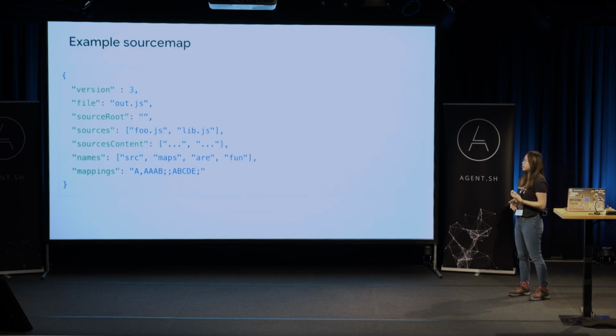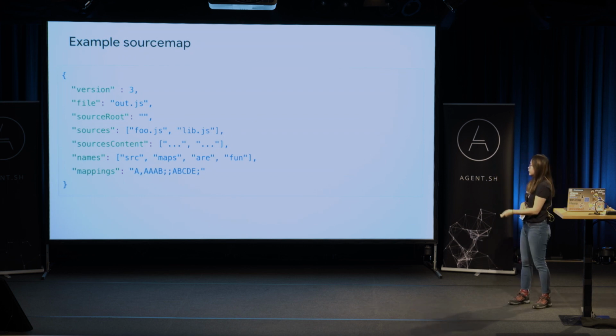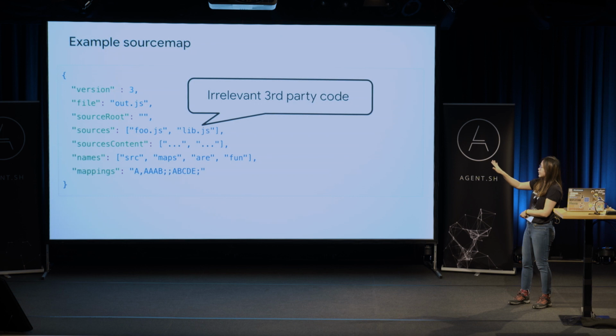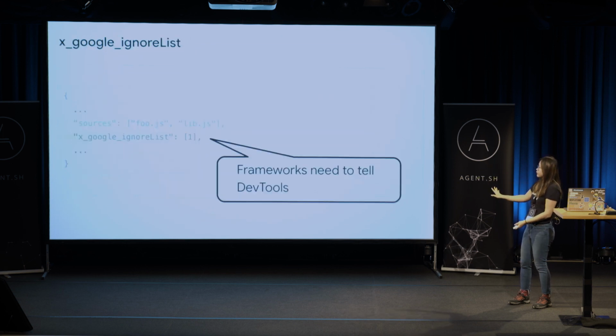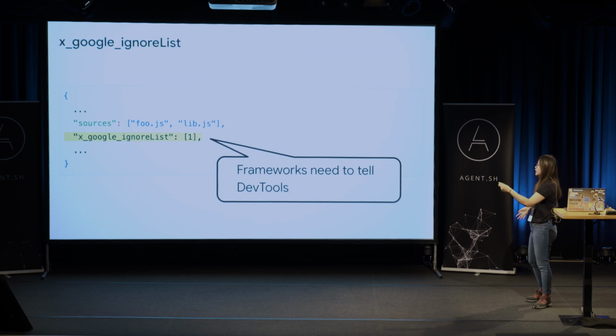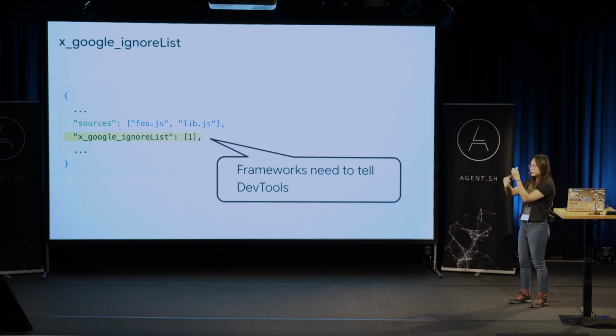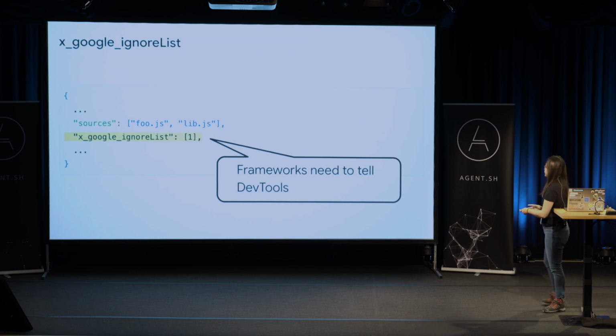And how we did it is by using source maps. This is an example of a source map. You have a source here, and let's say library.js is something that is irrelevant. What the framework needs to do is to populate this x_google_ignoreList in the source map. Then when the code loads in DevTools, we'll know that library.js is something that we should ignore. That's why we can hide it in the stack trace in the console and show your core stack.